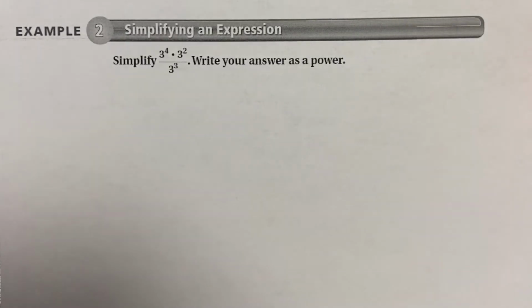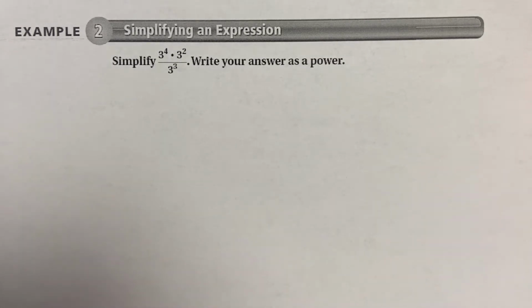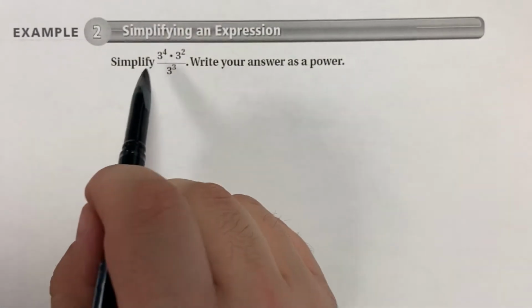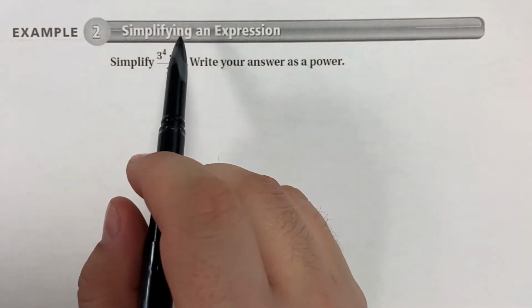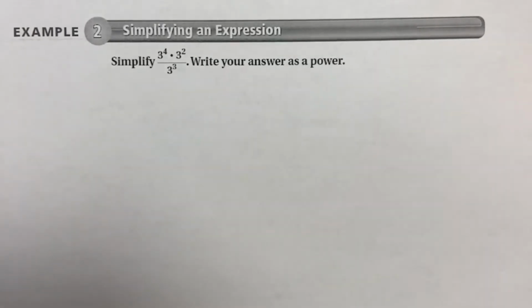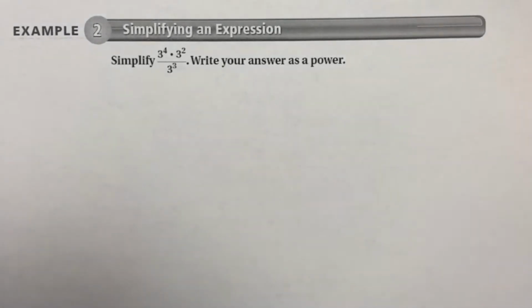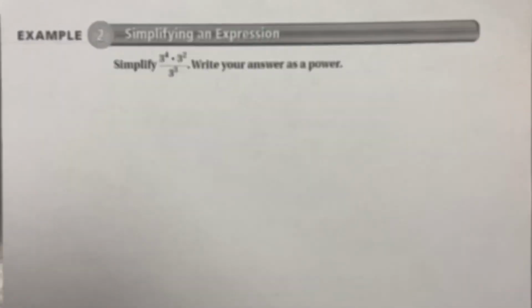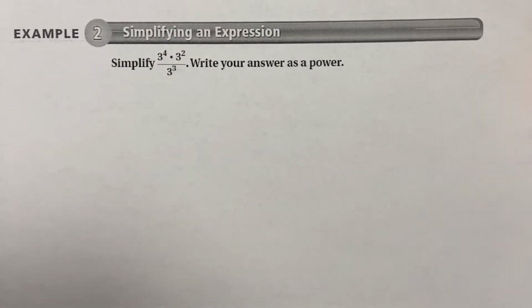Today we're going to be talking about simplifying an expression with exponents. So let's get right to it. So we're going to be simplifying 3 to the 4th times 3 squared all over 3 cubed. And we're going to write our answer as a power. In other words, we want our answer to be in simplest form, not final form.